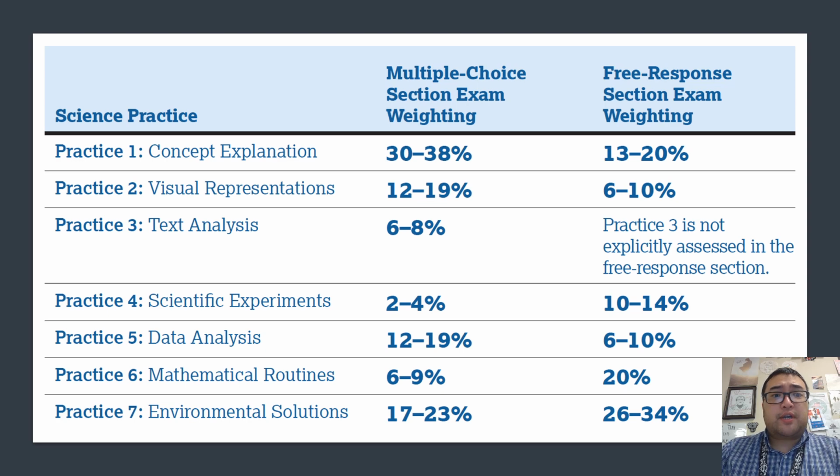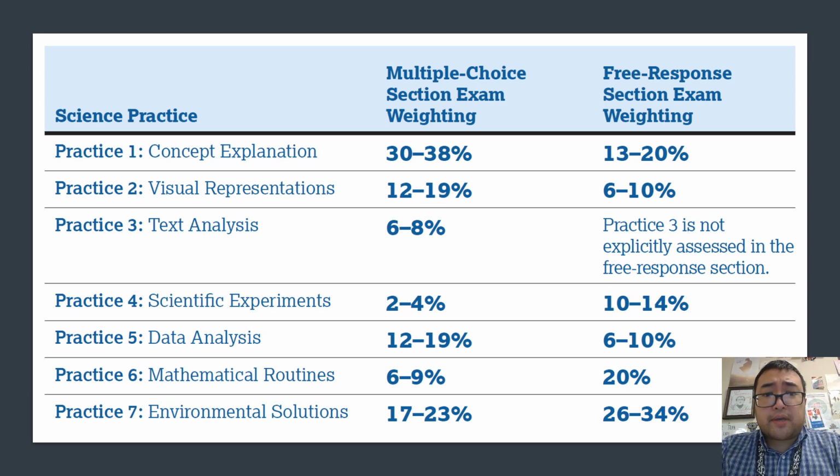So these are the science practices that we mentioned briefly yesterday. So there are 7. Concept explanation is just what we're going to cover, the content. Visual representations and text analysis, you guys will be reading and being able to interpret the author's purpose of the article. You'll need to be able to read models and graphs. Practice 4 and 5, they all deal with experimental design, so scientific experiments and data analysis.